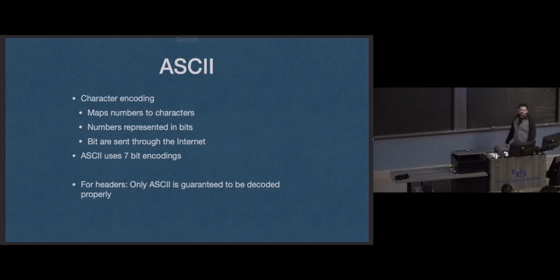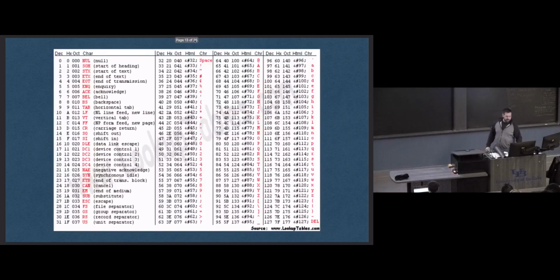Well, ASCII to the rescue. ASCII is a 7-bit encoding that encodes characters to different numerical values. Here's your entire ASCII chart, and then those numerical values can be broken down into their bytes, their ones and zeros, and then we shoot those ones and zeros over the internet.